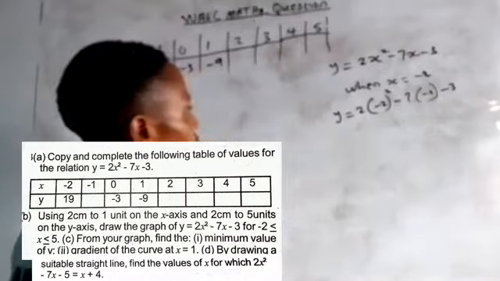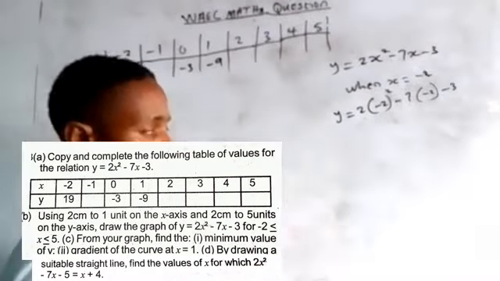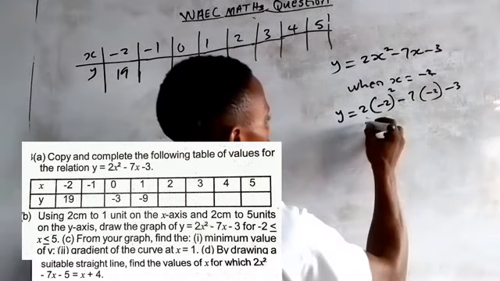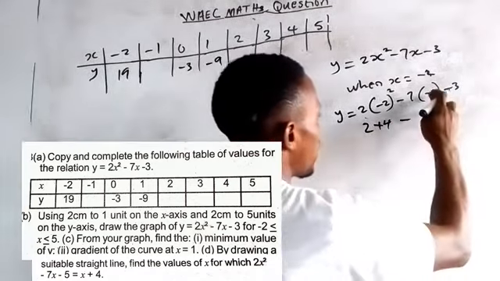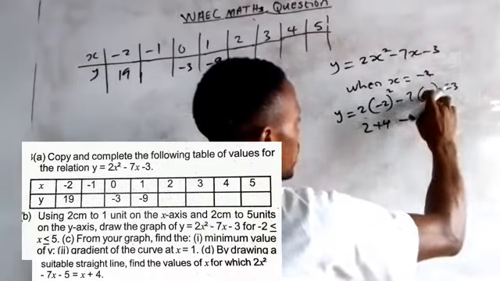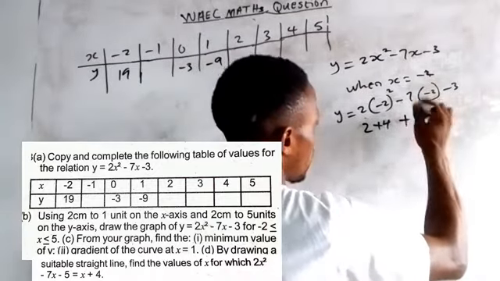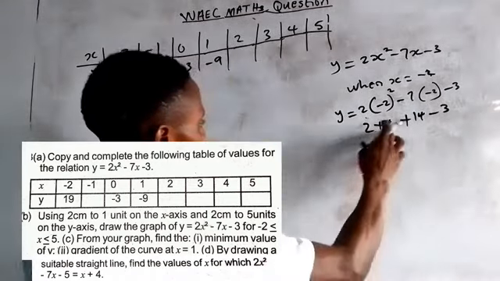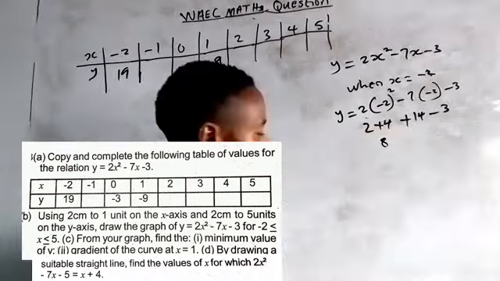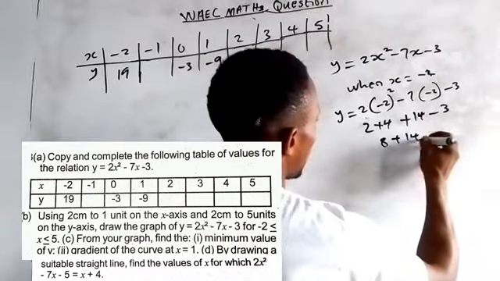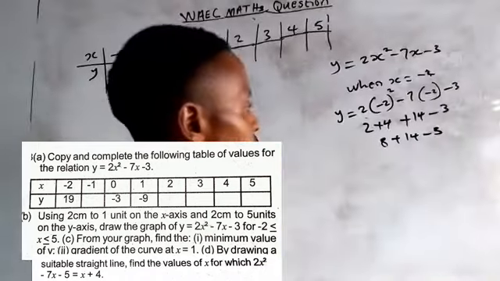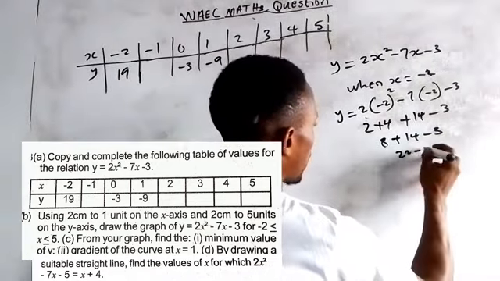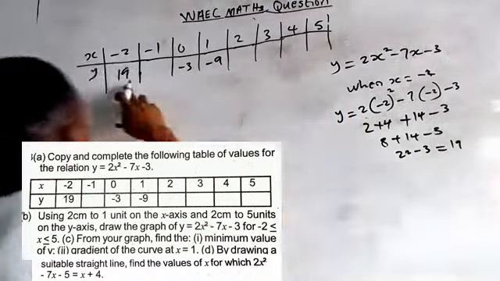So in this place, you open the bracket here, that is minus 2 times minus 2. We have minus 2 squared, that's minus 2 times minus 2, which gives us 4. We have 2 multiplied by 4, minus, we have a 2. If you open the bracket, minus times minus, we have plus. 7 times 2, we have 14, minus 3 here. So 2 times 4, we have 8, and here we have 14 minus 3. When you add these together, 8 plus 14, we have 22. 22 minus 3 gives us 19. So we have our 19 here.